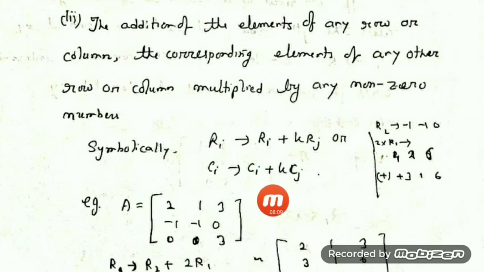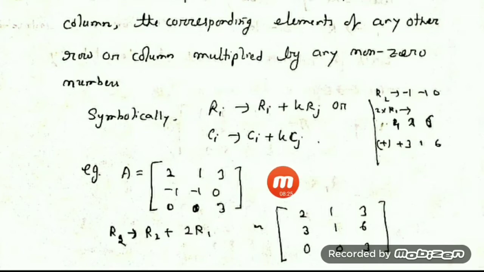Add means subtraction is also possible, the same thing as in the case of multiplication. Multiplication means division is possible, and addition means if you add the additive inverse, that is subtraction, is it not? So addition means subtraction is also possible. Let me give you an example, it will be clearer to you.